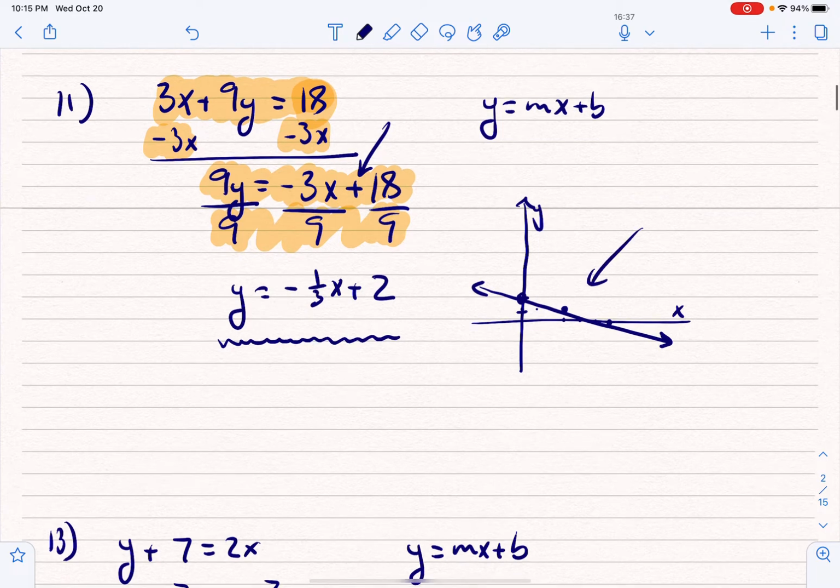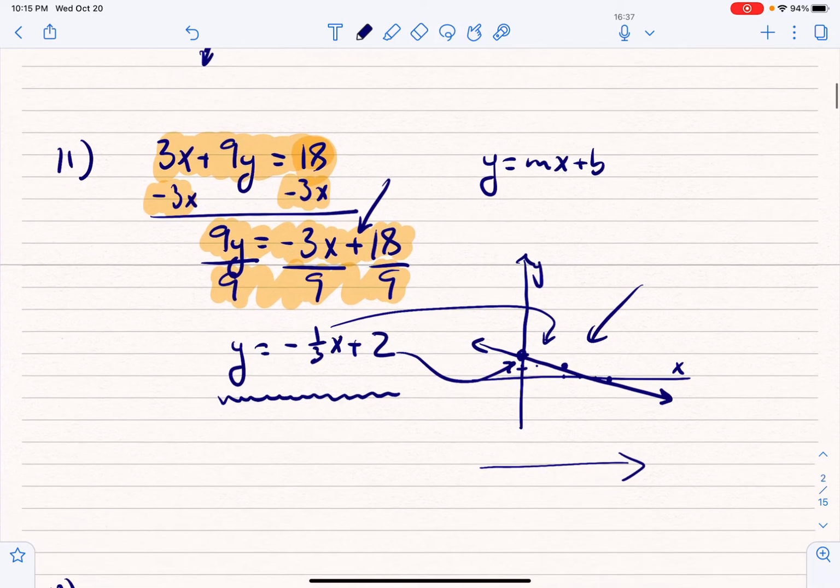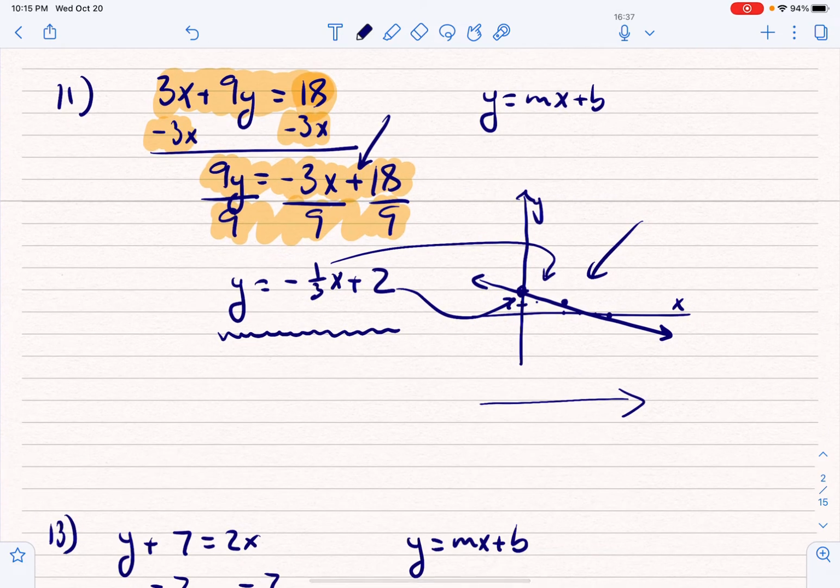And then this is the graph. I've got a y-intercept of 2, and my slope is negative 1/3. A negative slope is always going to go down as you go from left to right, and that's what we see happening here. This one's going down. It goes down 1 over 3. Down 1 over 3, okay? And so that's the slope of that one.